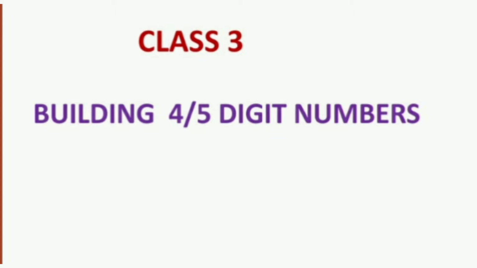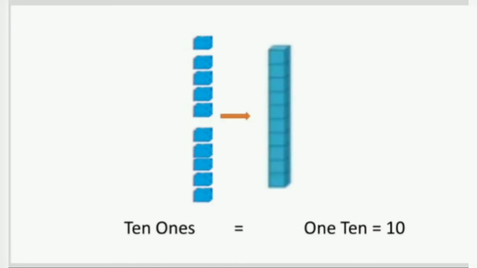Okay, now today we are going to see the numbers beyond 1000. That is, today we are going to know how to build 4 to 5 digit numbers. You know that 10 unit cubes, when put together, give you a stick like structure, which is shown here. When 10 ones are combined, you get 10. That is, 10 ones is equal to 10.